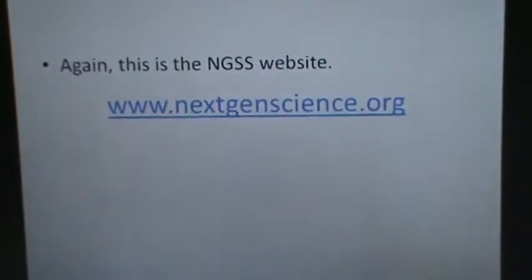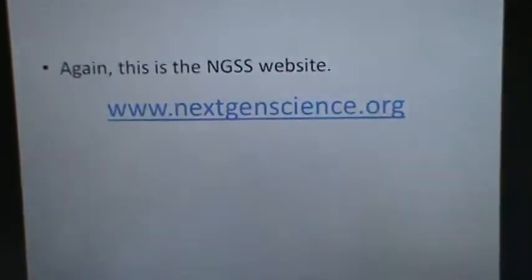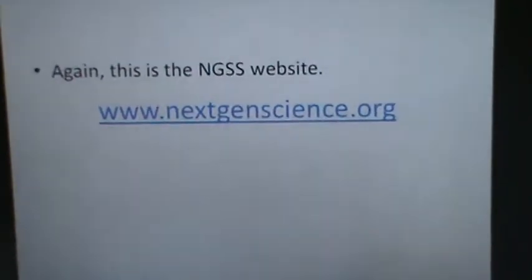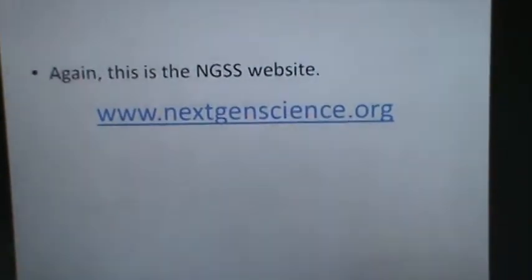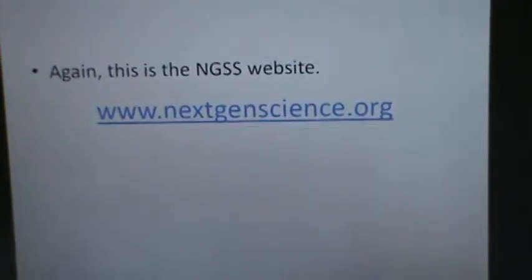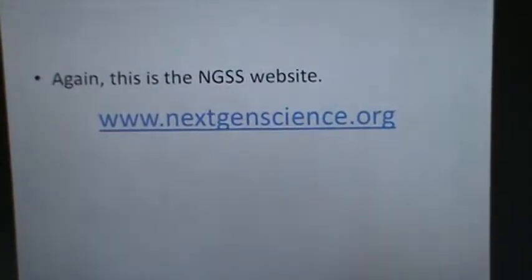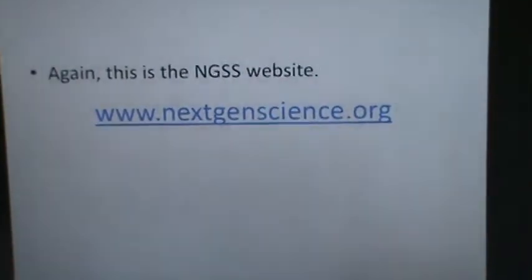Okay, again, this is the site we've referred to earlier, www.nextgenscience.org. In the previous slide, it mentioned that the standard or the performance expectations are organized by DCI or topic, and when you go to this site, you can choose which way that you want to view those.